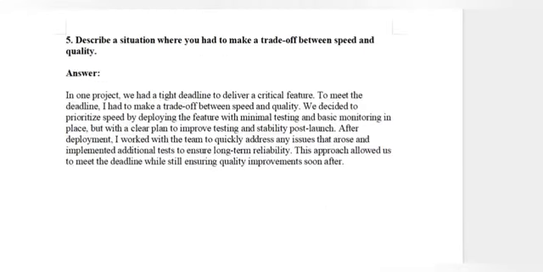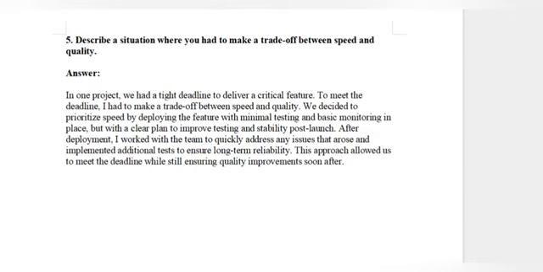Question number 5. Describe a situation where you had to make a trade-off between speed and quality. You can answer this question as: in one project, we had a tight deadline to deliver a critical feature. To meet the deadline, I had to make a trade-off between speed and quality. We decided to prioritize speed by deploying the feature with minimal testing and basic monitoring in place, but with a clear plan to improve testing, scalability and stability post-launch.